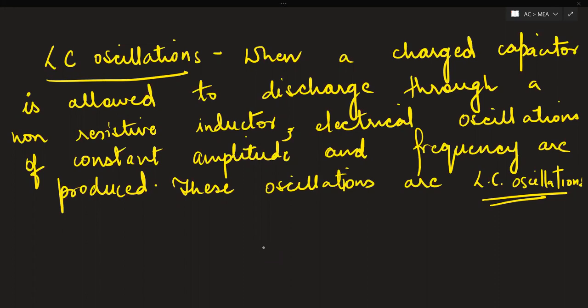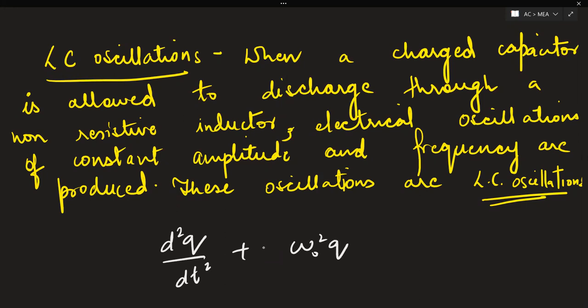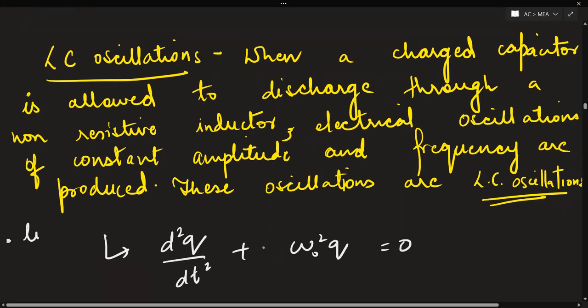Before we begin with the revision of questions, just one more. d²Q/dt² + ω₀²Q = 0. This is known as a linear differential equation.